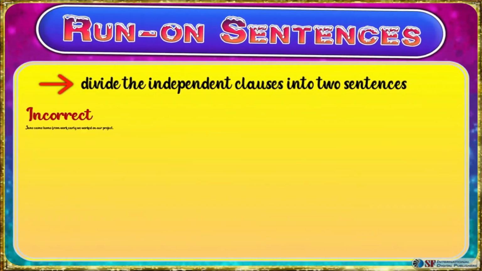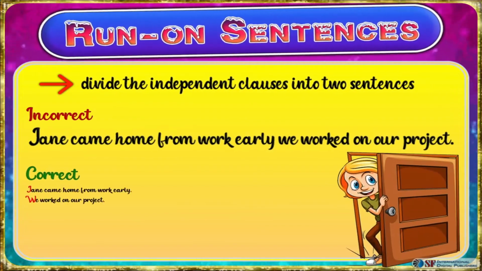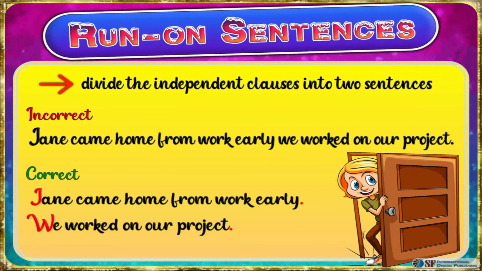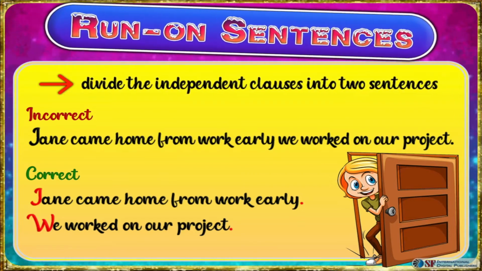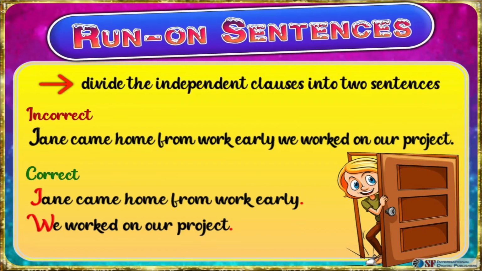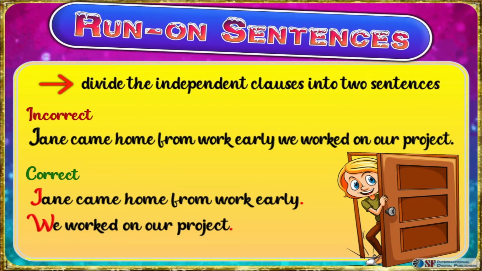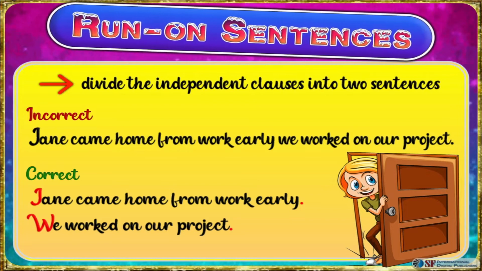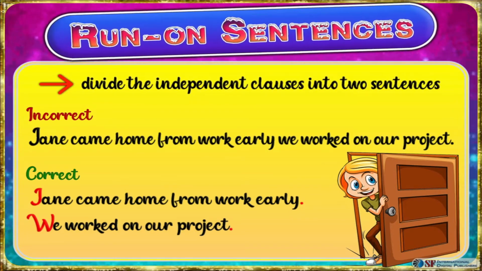This example has a run-on sentence occurrence issue. Jane came home from work early. We worked on our project. We can resolve this issue by dividing the independent clauses into two separate sentences, where both sentences begin with a capital letter and end with a punctuation, like a period or a full stop.